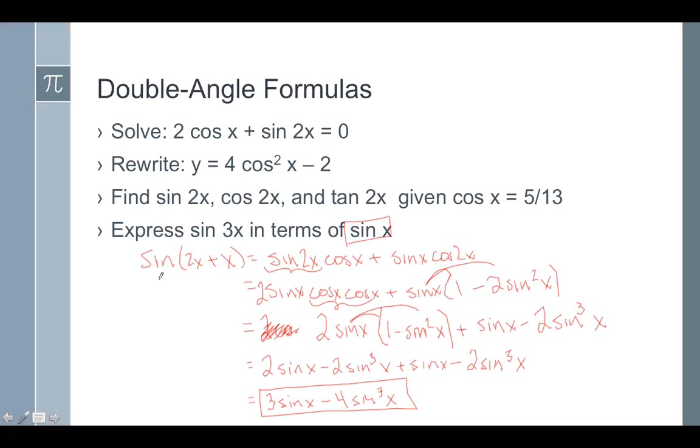Okay, I'm going to just recap there. Notice that we took 3x and we split it into 2x and x. That's going to be a handy skill to do because we have a sum identity and we have a double angle identity that we can use along the way.